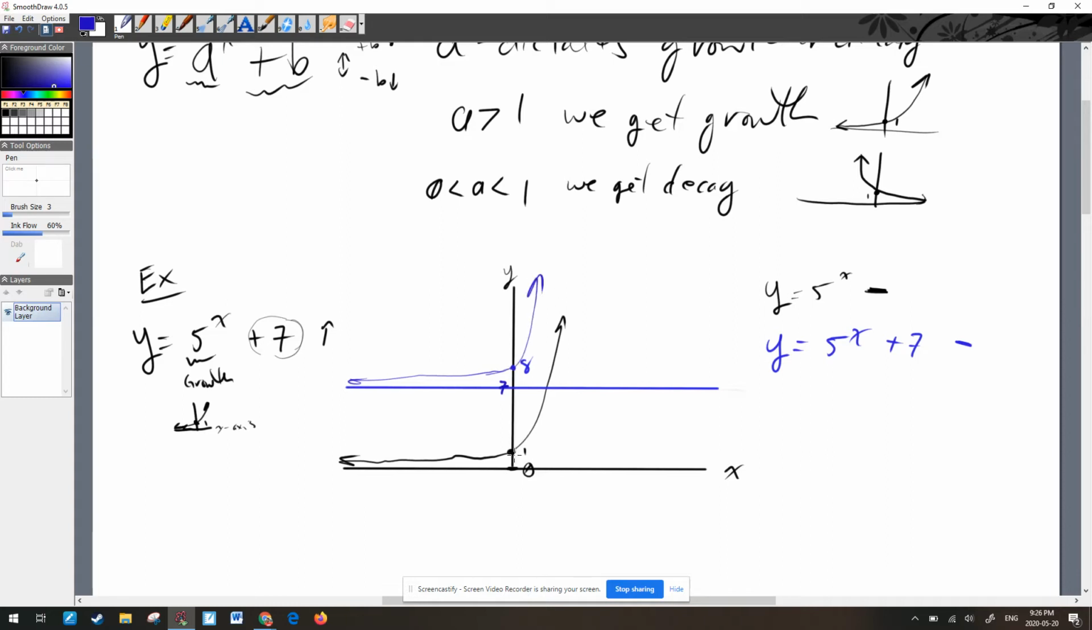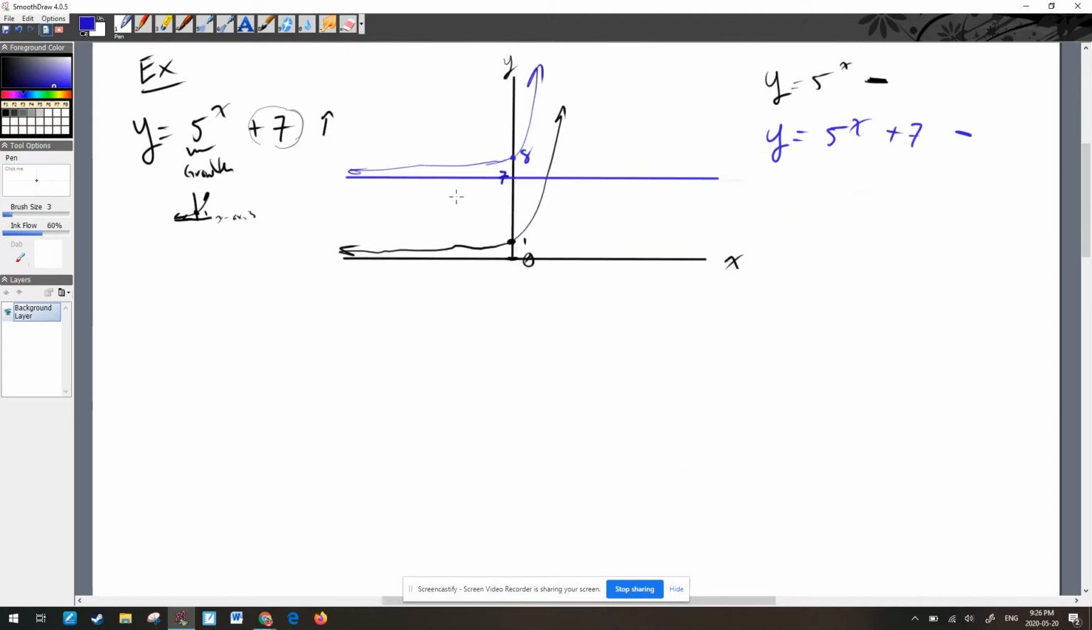So this whole thing has just been shifted up 7. And that's all that b value does. It moves things up and down. In theory, in regular times, we would also explore y equals m times a to the x plus b. And so the b's just the up and down. The a still dictates whether it's growth or decay. And the m value has a stretch factor to it.